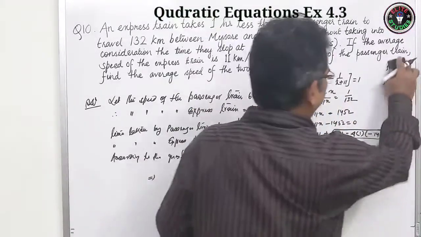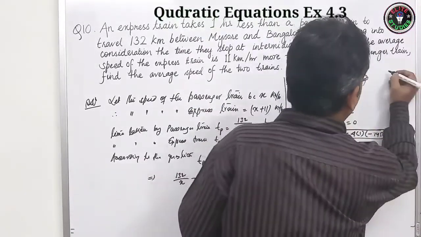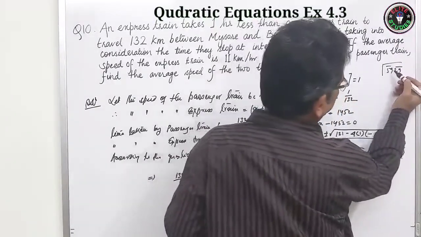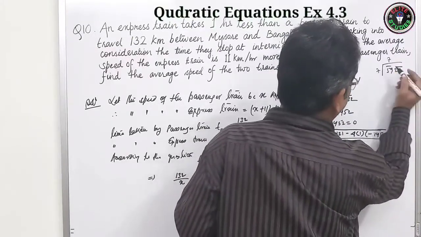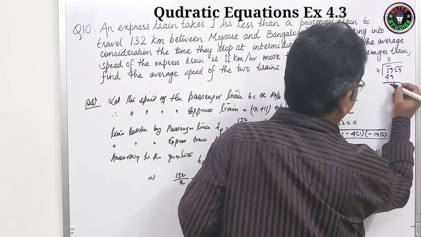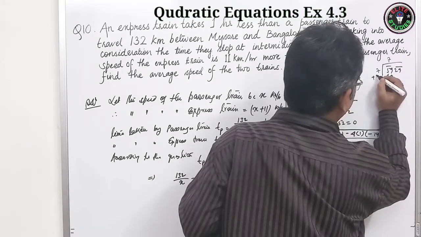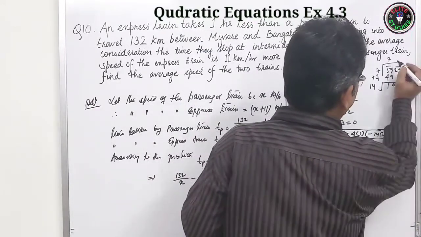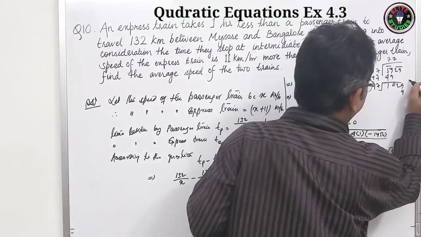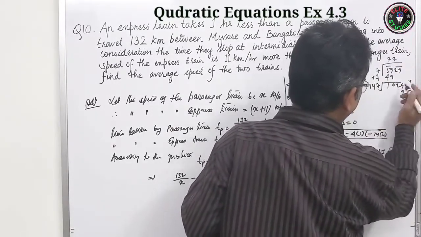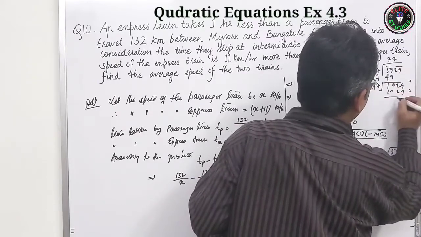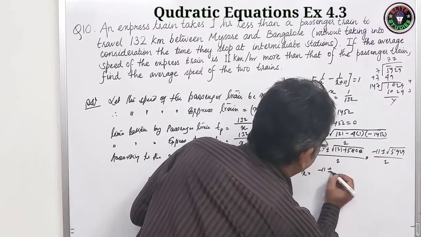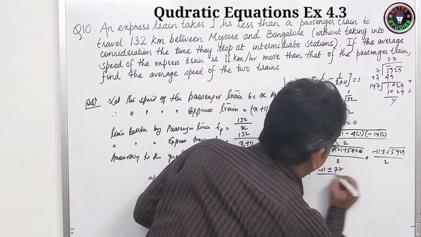Now the square root of 5929. Let us work it out: 7 sevens are 49, so we get 77. So x is equal to minus 11 plus minus 77 by 2.